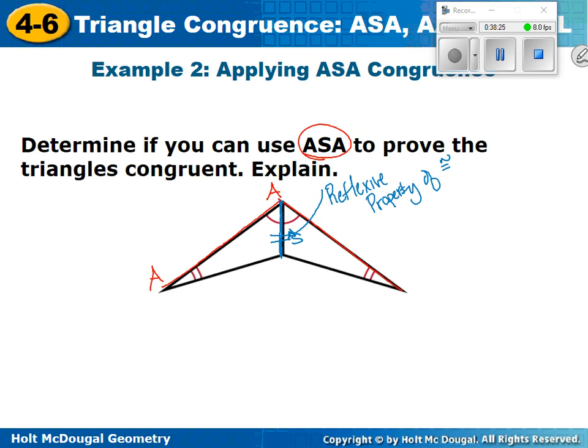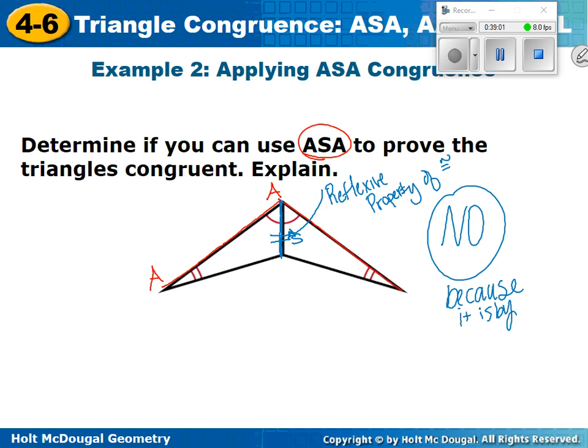Would it prove the two triangles congruent? Yes, by angle-side. But this question said, can you prove them congruent by angle-side-angle? So your answer is going to be no. You only have angle-side. So you could mark it and say no because, and then you're going to have to decide how you want to word that. I might say no because we can't get the included side congruent. Or you might say no because it is by, and mark that reflexive property and then say angle-side. But you're going to have to explain some way why it's not.